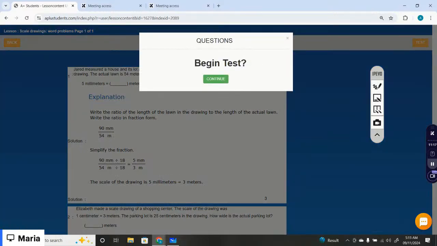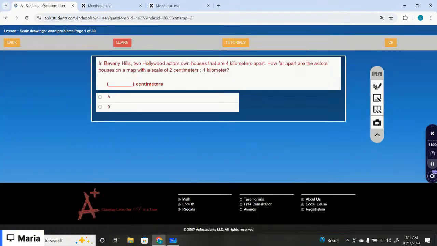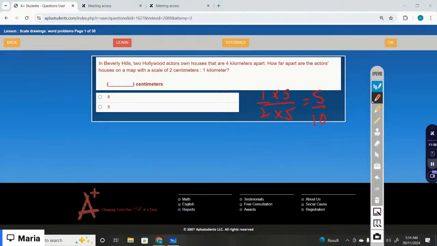questions. In Beverly Hills, two Hollywood actors own houses that are 4 kilometers apart. How far apart are the actors' houses on a map with a scale of 2 centimeters to 1 kilometer? So you are given the scale drawing that is 2 centimeters to 1 kilometer, right? So if the actual distance between their houses is 4 kilometers, you have to find the distance between their houses on the map, right?